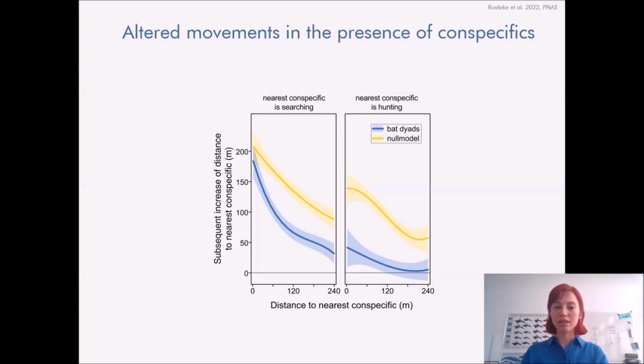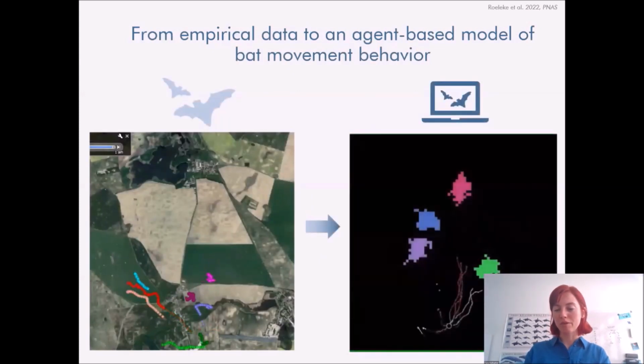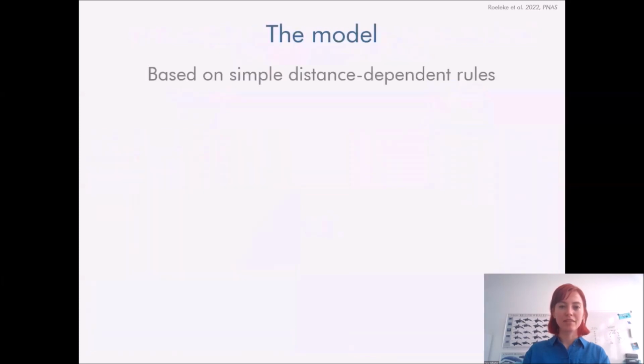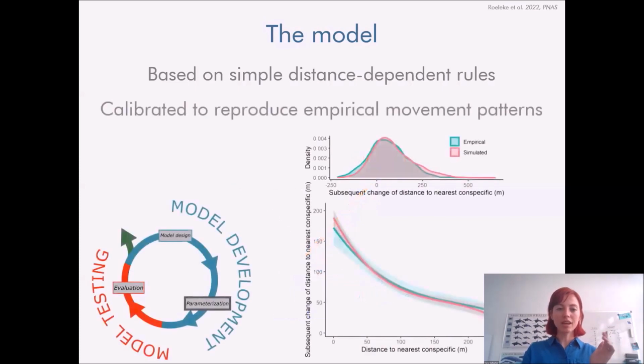All right, so then we were able to take these movement patterns and use them to develop an agent-based model of bat social movements. The model itself is based on fairly simple distance-dependent rules, similar to Boids dynamics, where you have bats that can align with, be attracted to, or avoid other bats, based on only their closest conspecific. So each bat is keeping track of the closest animal to itself that's within its perceptual range, and this will determine its movement behavior. We calibrated those movements to the empirical data so that those changes in distance were reflective of the same that we saw in the empirical data set.